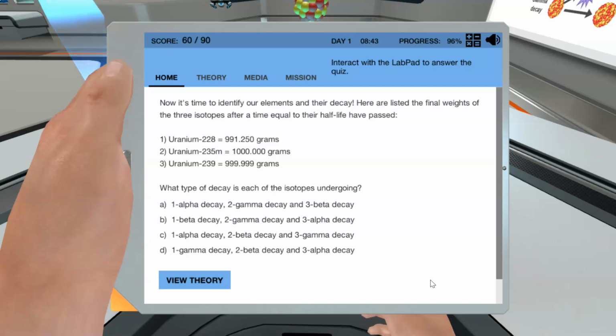1. Uranium-228 equals 991.250 grams. 2. Uranium-235M equals 1000.000 grams. 3. Uranium-239 equals 999.999 grams. What type of decay is each of the isotopes undergoing?